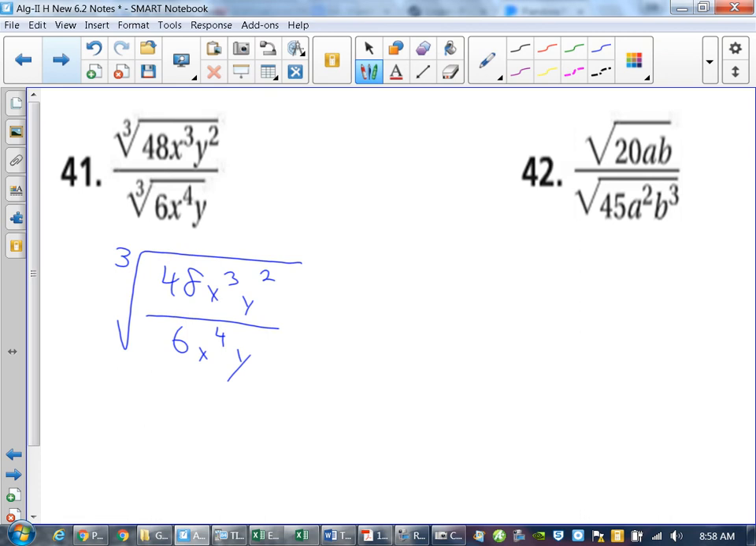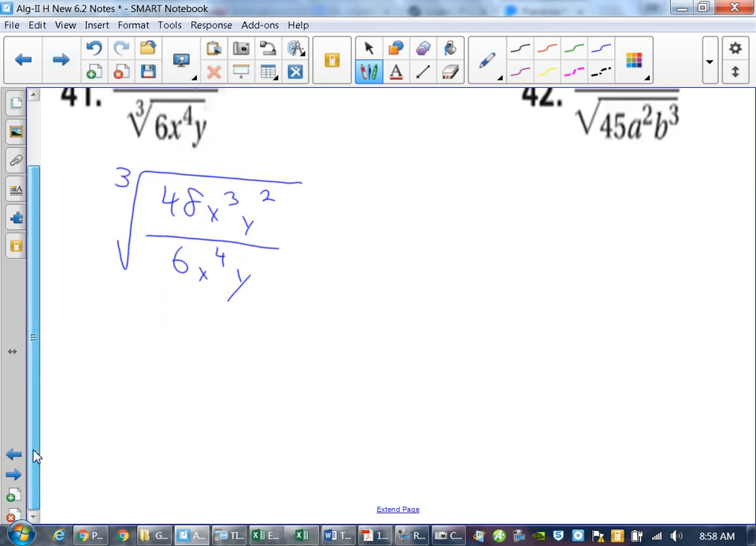So always start with your numbers first. What's 48 divided by 6? 8. So I'm going to move this down here, I'm going to get the cube root of 8 in the numerator. And now we play our game of war. Who wins, x cubed or x to the 4th? So what does it become?